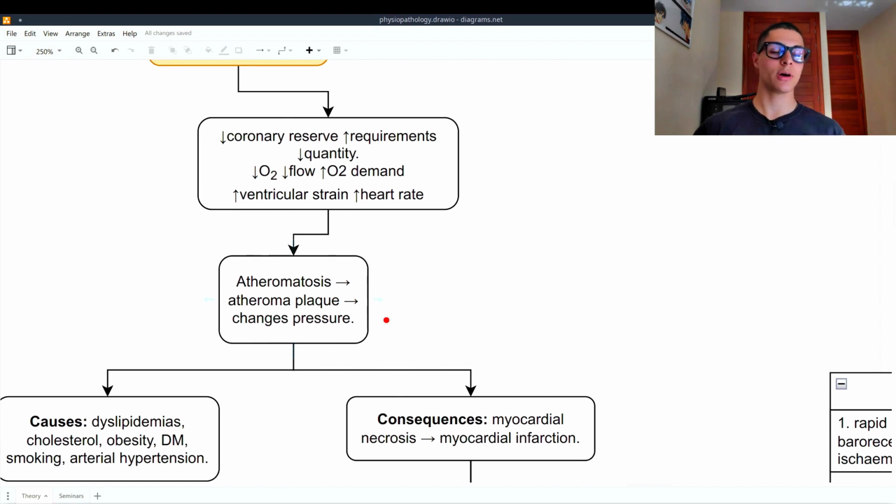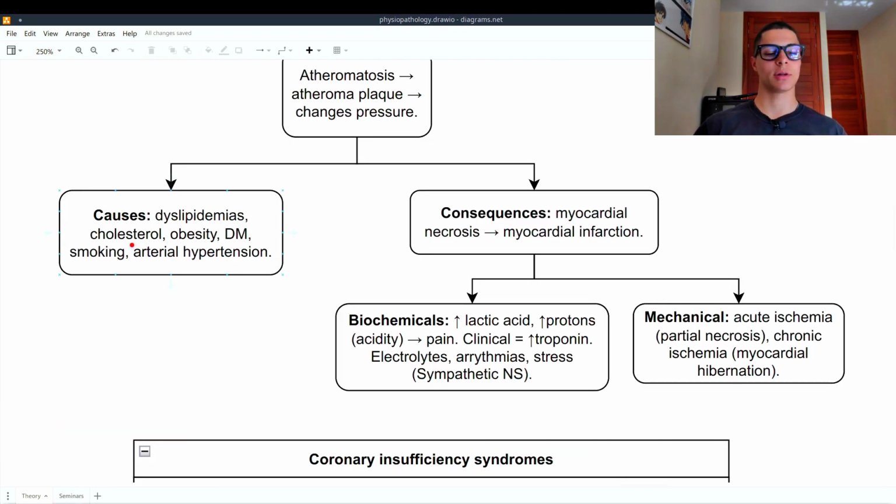And this, what it does is to change the pressure. The causes are dyslipidemias, cholesterol, obesity, diabetes mellitus, smoking, and also the arterial hypertension. The consequences are myocardial necrosis. Necrosis is the death of the cell, and therefore myocardial infarction.